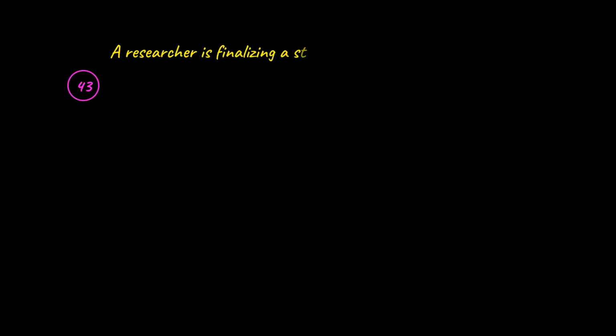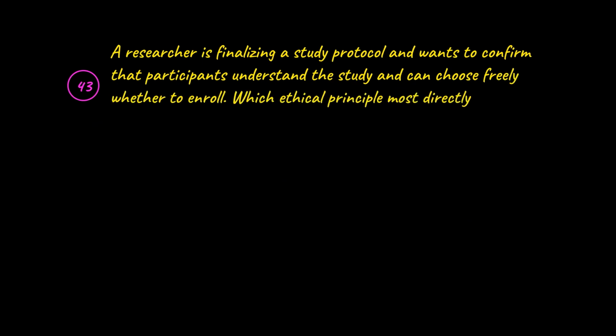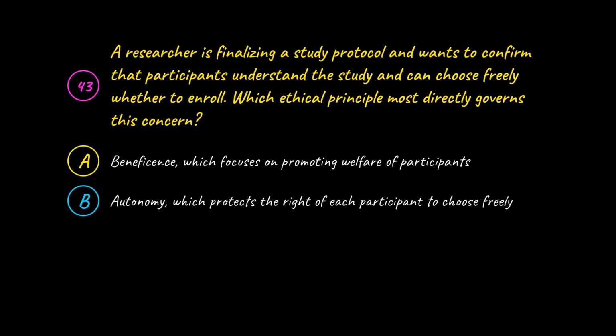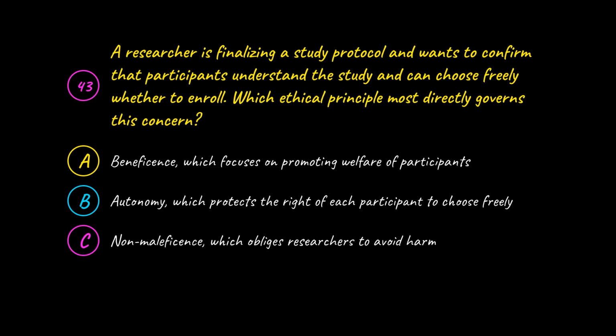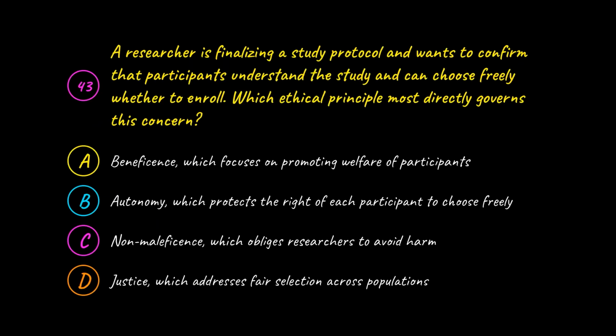Question 43. A researcher is finalizing a study protocol and wants to confirm that participants understand the study and can choose freely whether to enroll. Which ethical principle most directly governs this concern? Your options are: A. Beneficence, which focuses on promoting welfare of participants. B. Autonomy, which protects the right of each participant to choose freely. C. Non-maleficence, which obliges researchers to avoid harm. D. Justice, which addresses fair selection across populations. Before I reveal it, which one do you think is right?